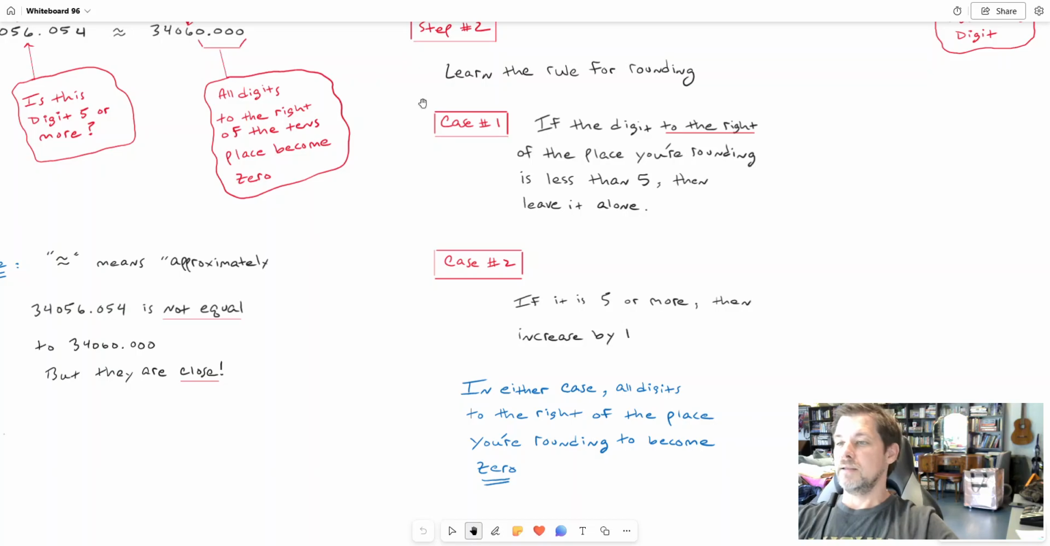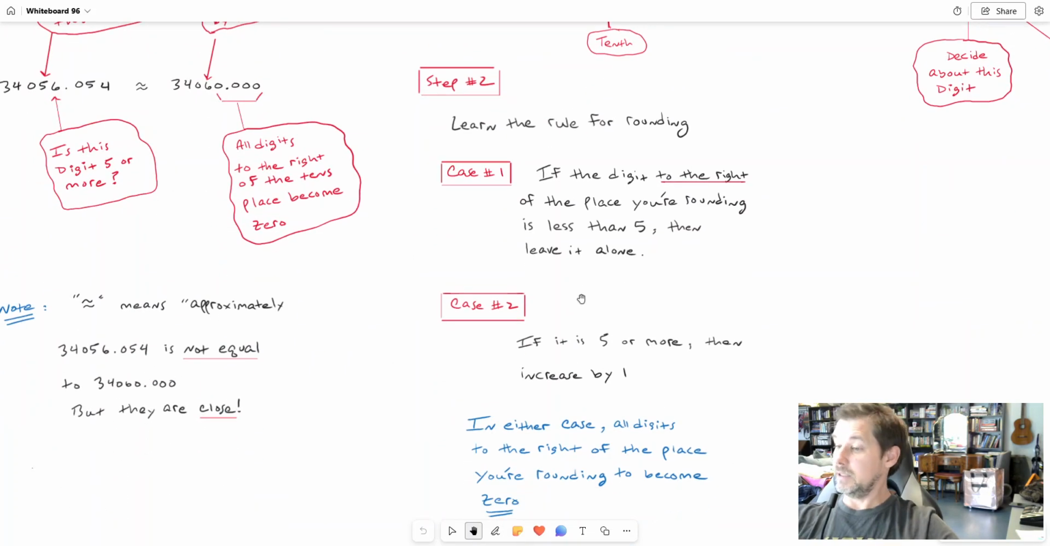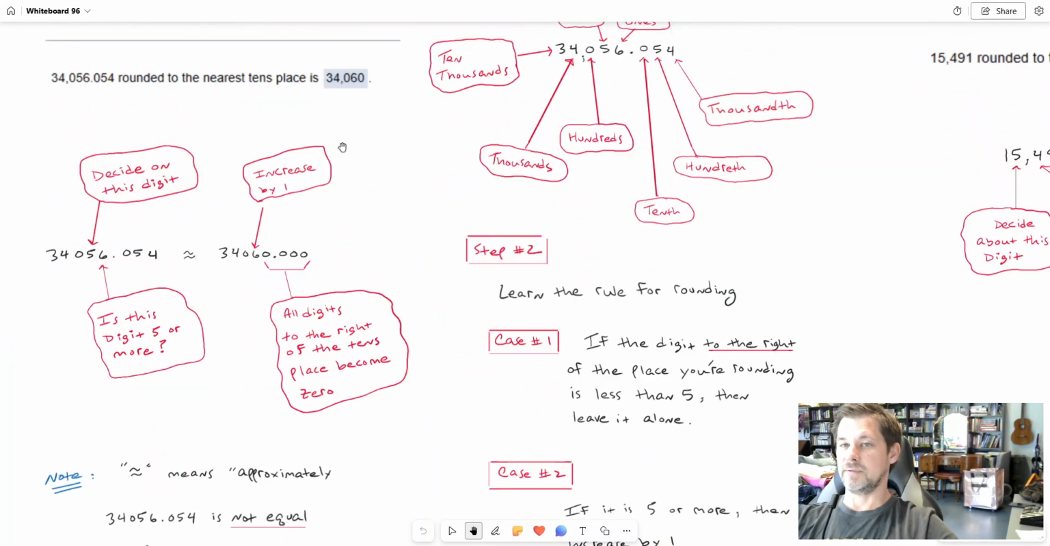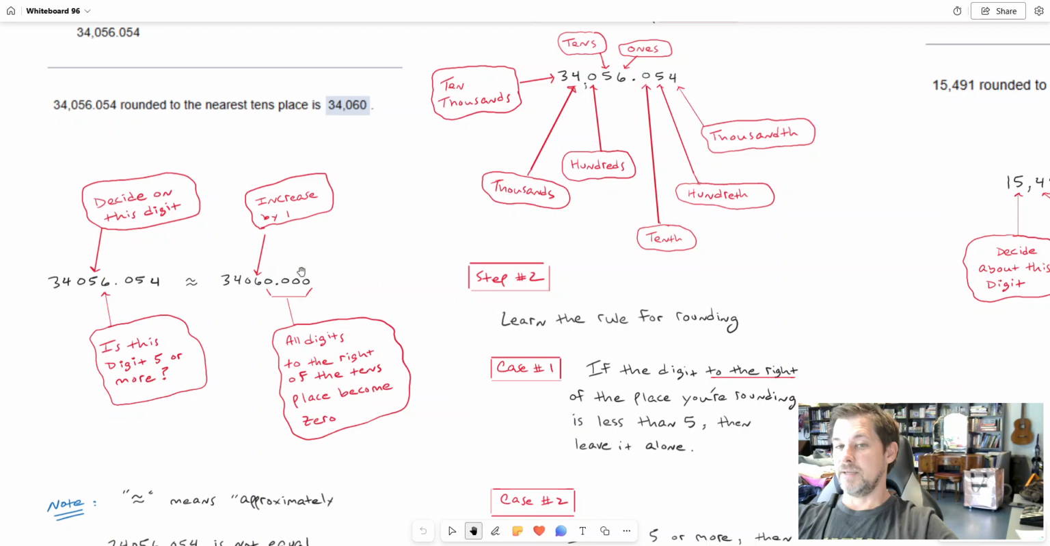All right, now these are instructions. Sometimes instructions are a little too abstract for people to understand. You need to see an example. So let's look at this example right here. So I'm going to take this number, I'm going to round it to the tens place. Okay, so I'm going to decide on that digit right there, that 5, because that's in the tens place, based on the digit just to the right, which is the 6.